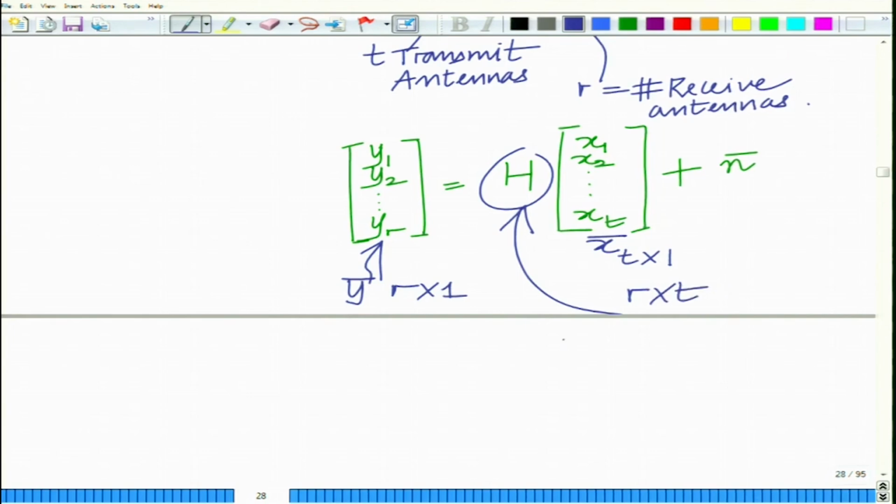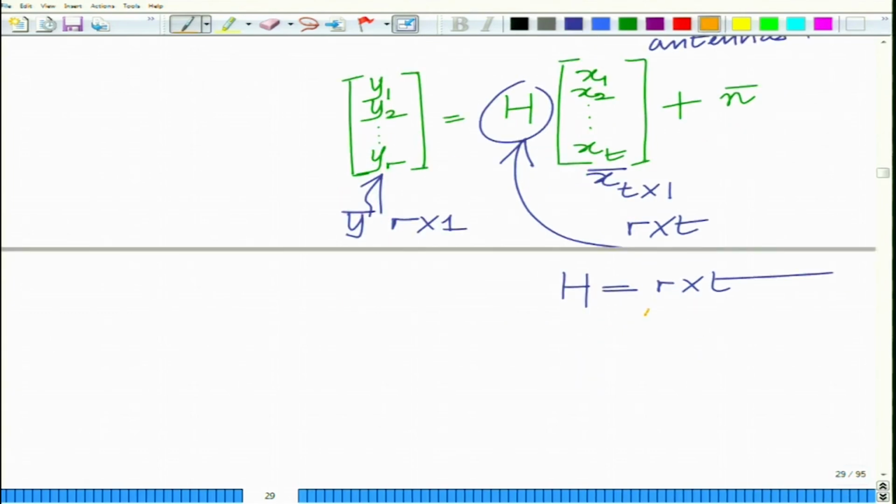So the channel matrix that transforms the T dimensional input to R dimensional output is R cross T. This is known as H, the R cross T, that is R rows and T columns, MIMO channel matrix. And n bar, that is the noise vector, is an R cross 1 noise vector.